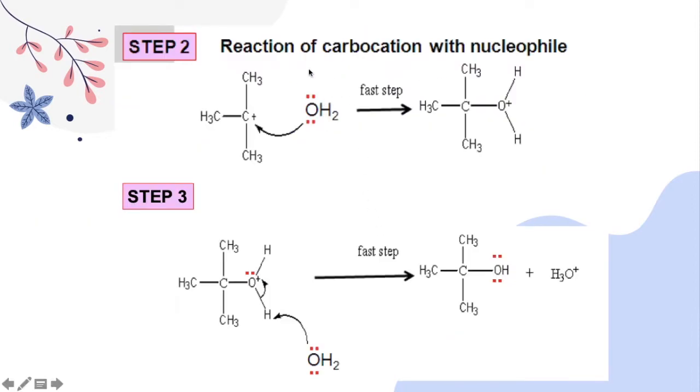Second step, reaction of the carbocation with the nucleophile. So the nucleophile, which is electron rich, attacks the carbocation, which is the electrophilic site. This is the first step. The nucleophile attacking the carbocation is a fast reaction. So this nucleophile uses its lone pair, two of its electrons, to form a bond with carbon. So this is a bond from two electrons of the nucleophile.